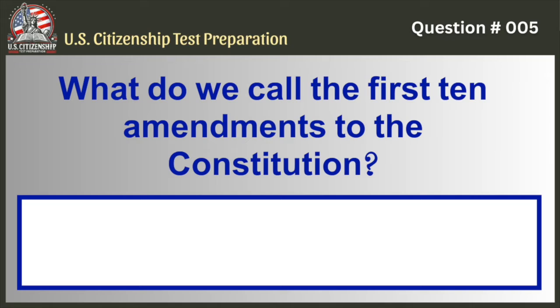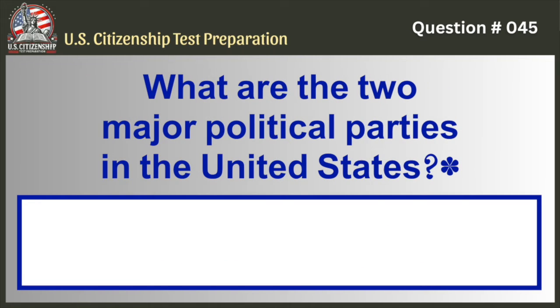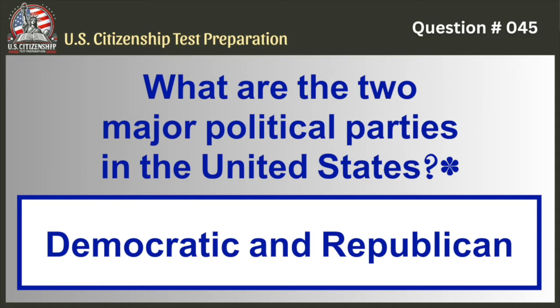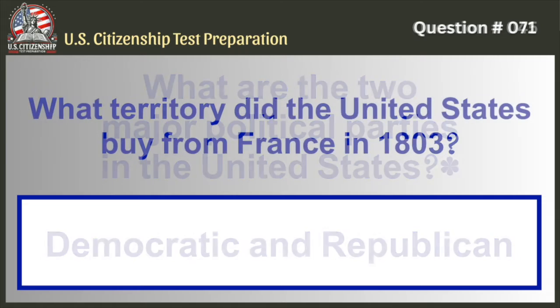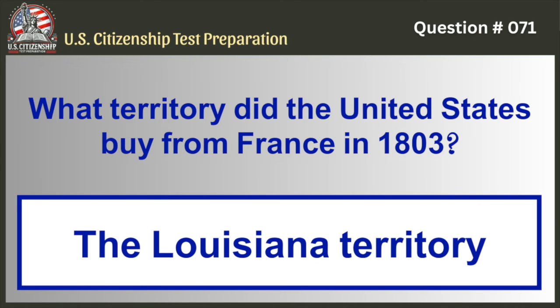What do we call the first 10 amendments to the Constitution? The Bill of Rights. What are the two major political parties in the United States? Democratic and Republican. What territory did the United States buy from France in 1803? The Louisiana Territory.